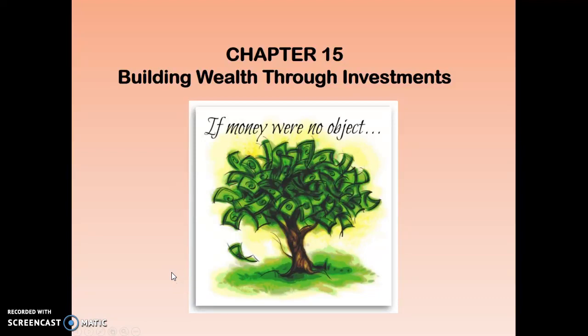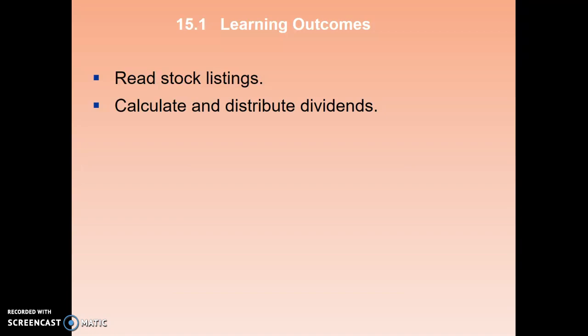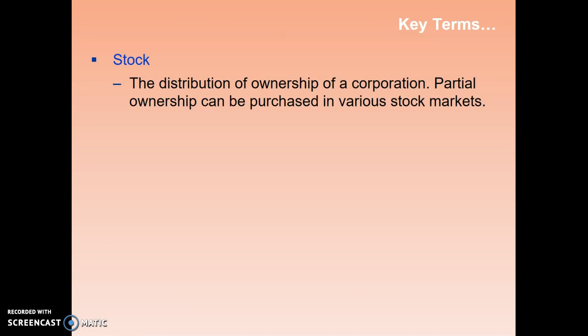Chapter 15, Building Wealth Through Investments. We're going to start with stock listings and then calculate and distribute dividends. So stock is the distribution of ownership of a corporation. Partial ownership can be purchased in various stock markets.